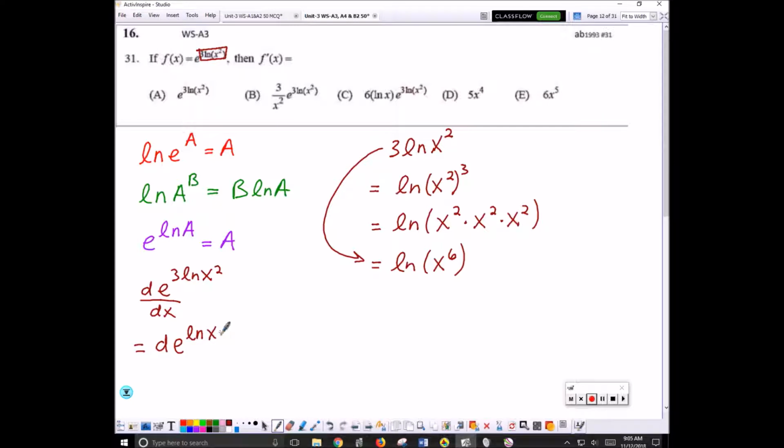So I'm really not doing any calculus yet, only algebra. Now I can use the purple rule. Derivative of e to the natural log of something is just the something. So this is equal to derivative of x squared. Sorry, x to the 6th. Question? Solid. You don't need me to restate anything.